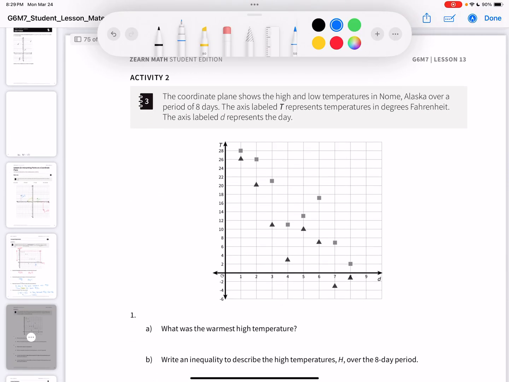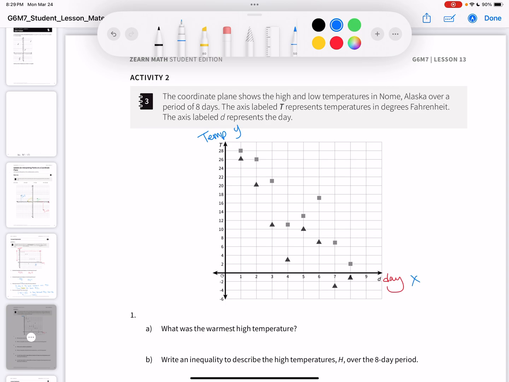The coordinate plane shows the high and low temperatures in Nome, Alaska over a period of 8 days. The axis labeled T represents temperatures in degree Fahrenheit. The axis labeled D represents the day. So again, we have the day right here, and then this one is the temperature. And this is Y, and this is X.